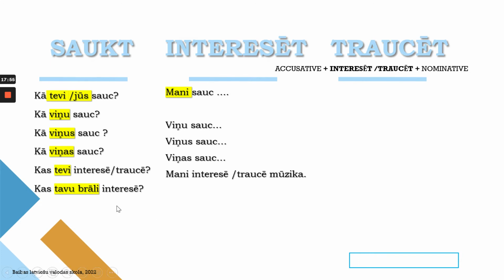Kas tavu brāli interesē? So I'm asking about your brother, what's his interest? And as you can see, tavu brāli, brāli is in accusative, brālis becomes brāli, and tavs, your, as I mentioned before, same as adjectives and numerals, mans and tavs also will follow the noun, and that's why tavs becomes tavu, s changes to u in accusative, tavu brāli. Kas tavu brāli interesē? And manu brāli interesē politika.